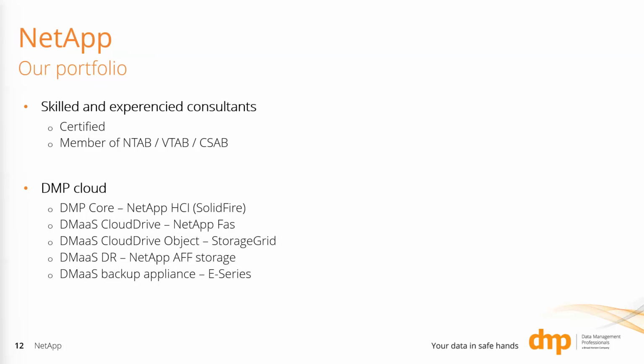And if we store it in our cloud, we call that Cloud Drive, and we have a few variants. The most important ones are Cloud Drive, where we store backup data basically as a secondary or a third copy of the customer data, and we store that on NetApp FAS running the ONTAP operating system.